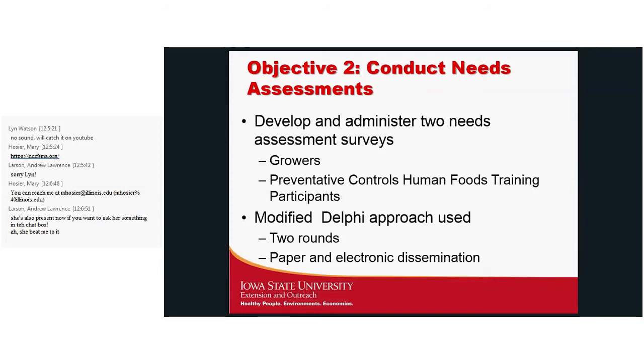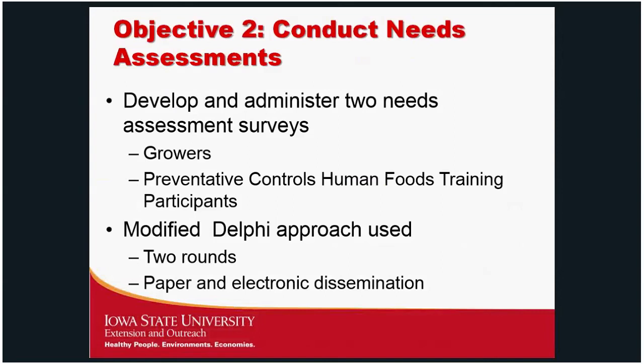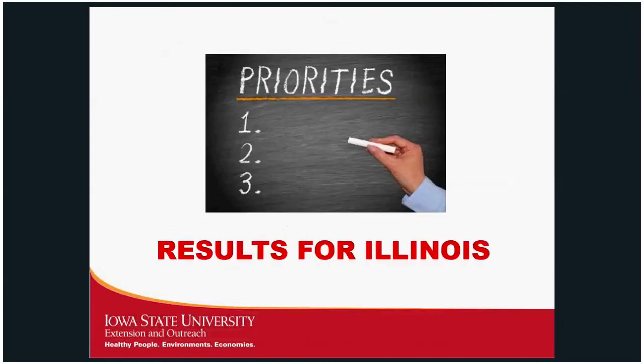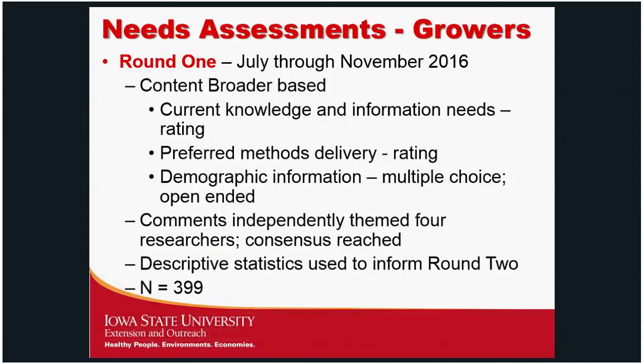So we concluded with our round one, which I'm going to present the results for Illinois, and we're currently in the process of doing round two, which will end here in less than a week. With round one, we had 399 respondents. Half of those came in paper copies, and half of those came in electronic versions.